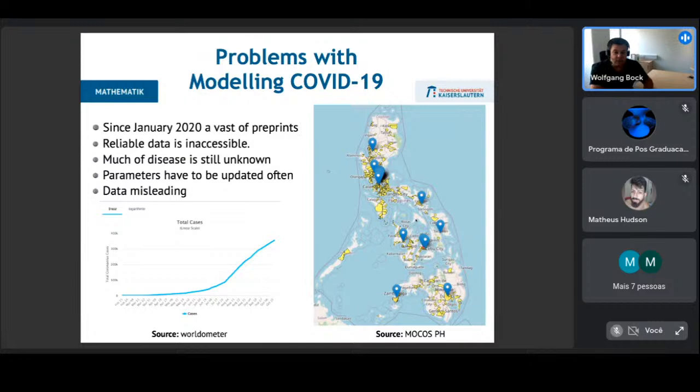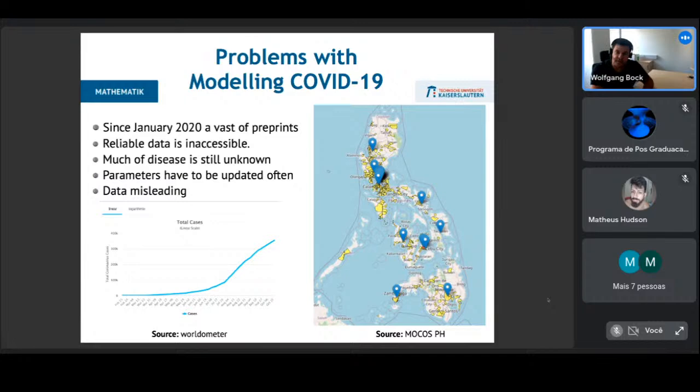Moreover, because of this variance, you have to update your parameters regularly. So it's a question of how quick the spread of the disease is and some things like that. We never had such a dynamic, I think, in modeling in recent years. I've been doing this for something like 12 years, and I never saw a disease which required parameter updates with such rapidness and speed.